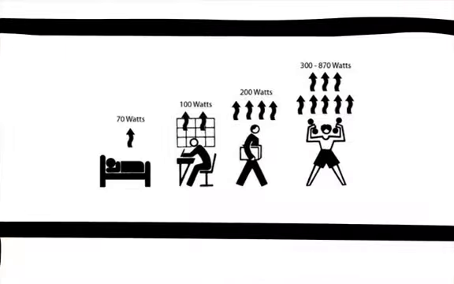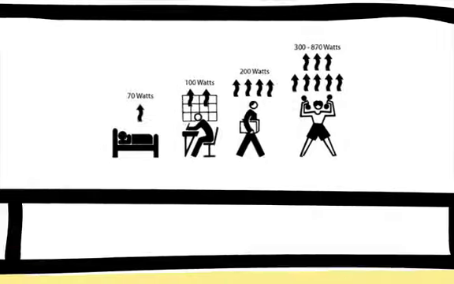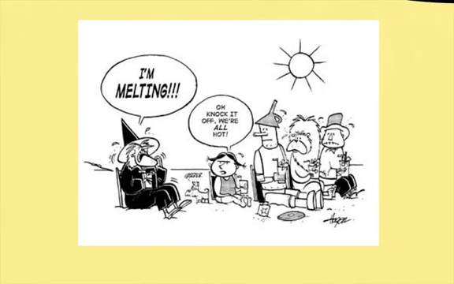The average person at rest gives off the same amount of heat as a 70-watt incandescent bulb. This rises to 100 watts when sitting at a desk, 200 watts when walking, and physical activity can skyrocket that up to as much as 870 watts. As designers of interior spaces, our goal is to create environments where people are neither too hot or too cold to function comfortably or efficiently.